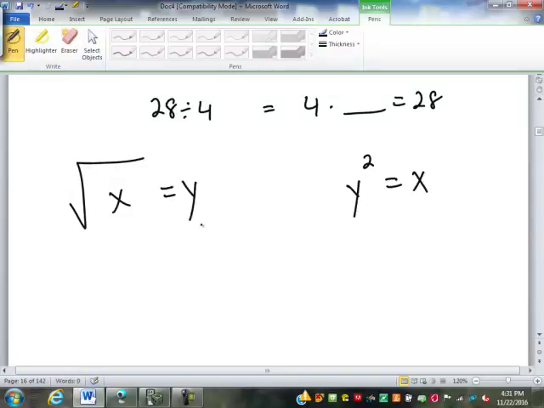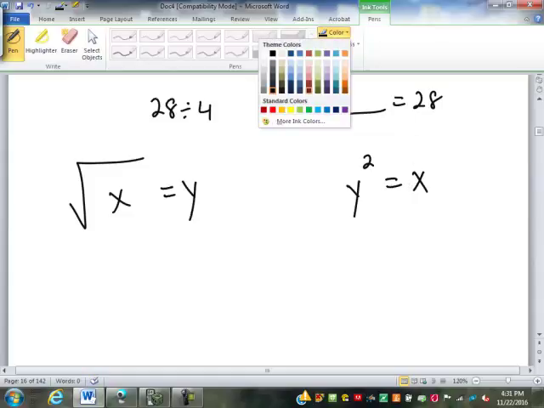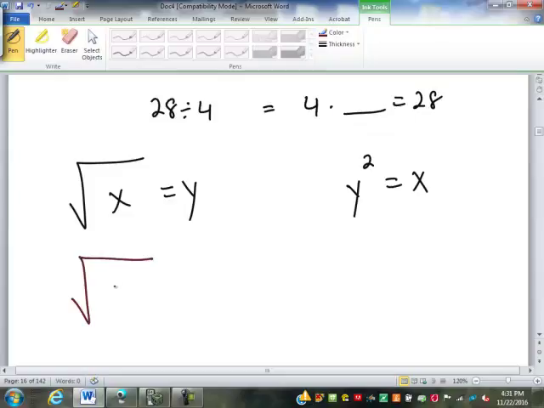So the square root of x equals y because y squared equals x. In other words, the square root of 9 equals what? 3, because 3 squared equals 9. Now I should be careful there. There's another answer that could go in there. Negative 3 can also be the square root of 9 because negative 3 squared would also be a positive 9. Remember, anything squared is positive.